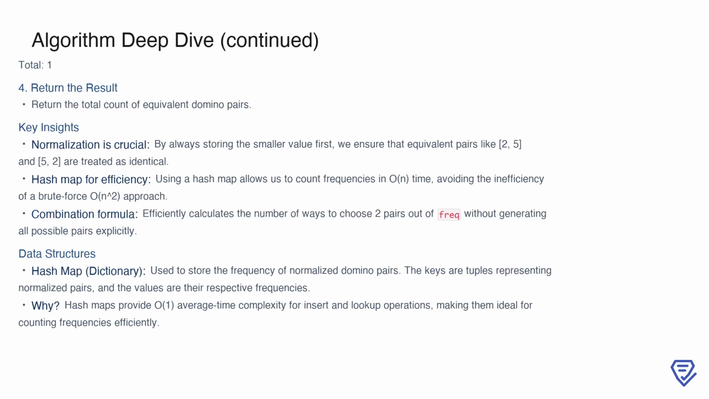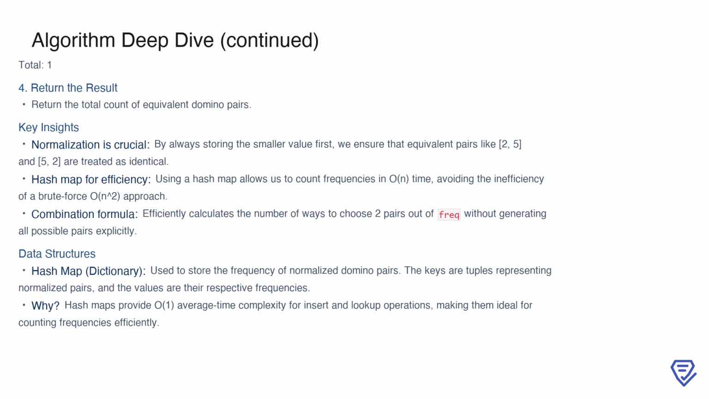After iterating through the frequency map, we sum up all the contributions from each normalized pair to compute the total number of equivalent domino pairs. From our earlier example, the total is one equivalent pair. Finally, we return this result as the output.